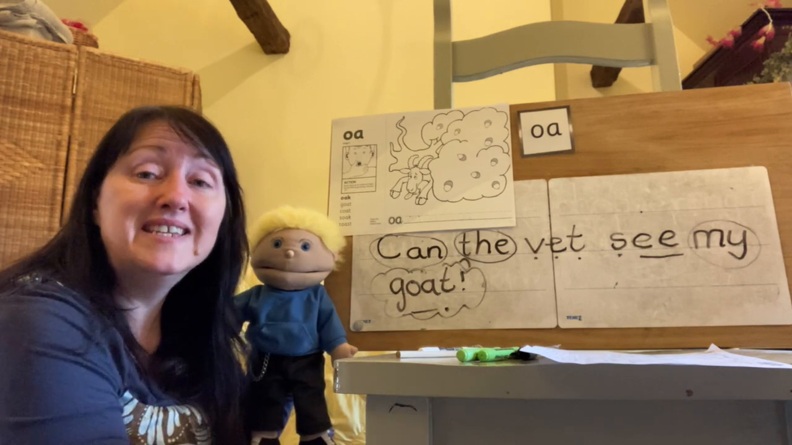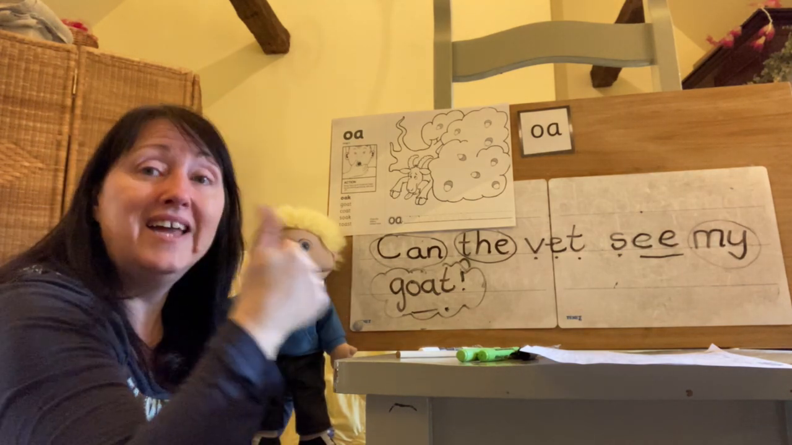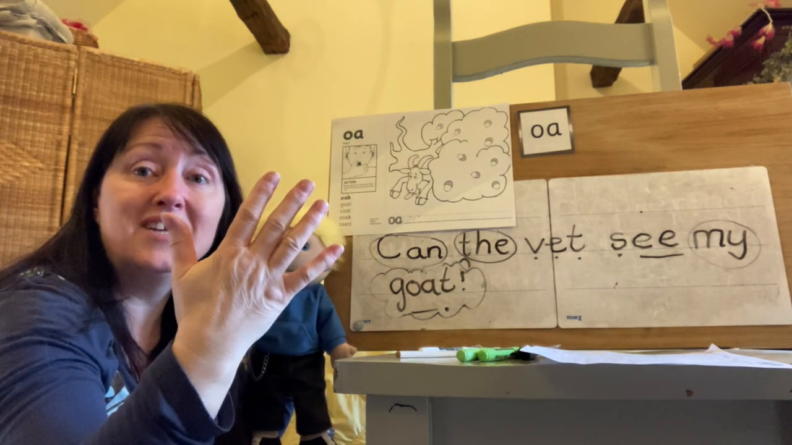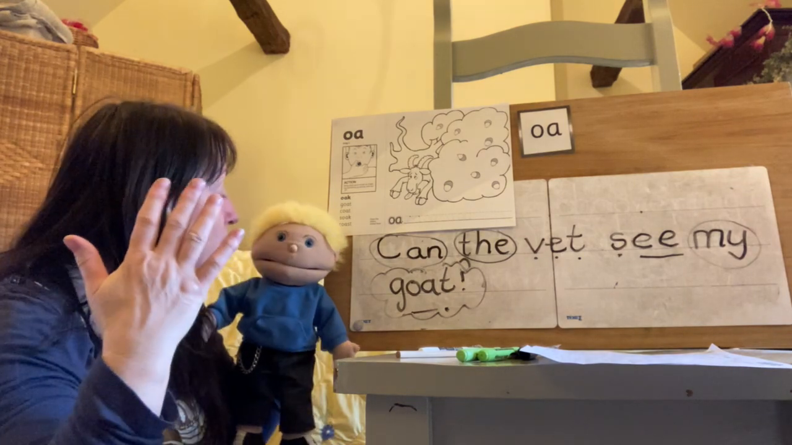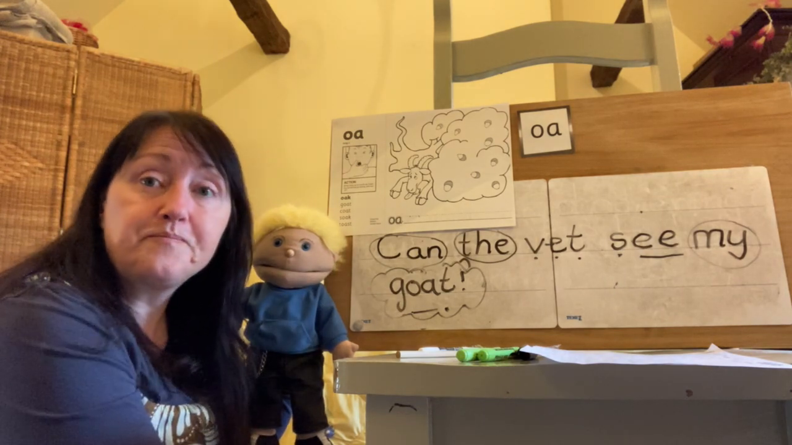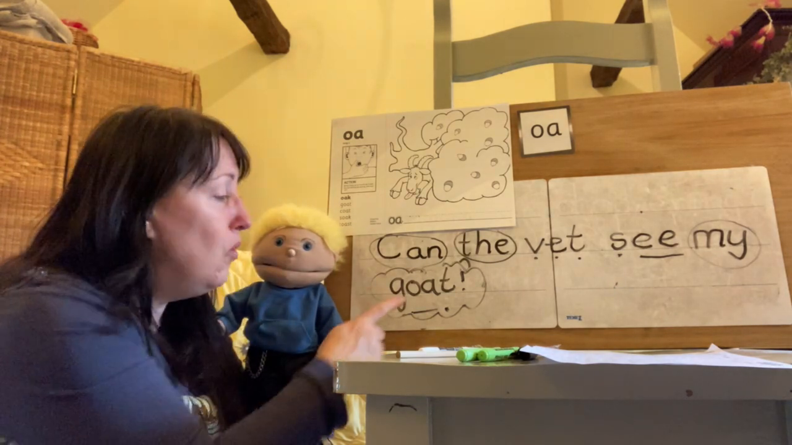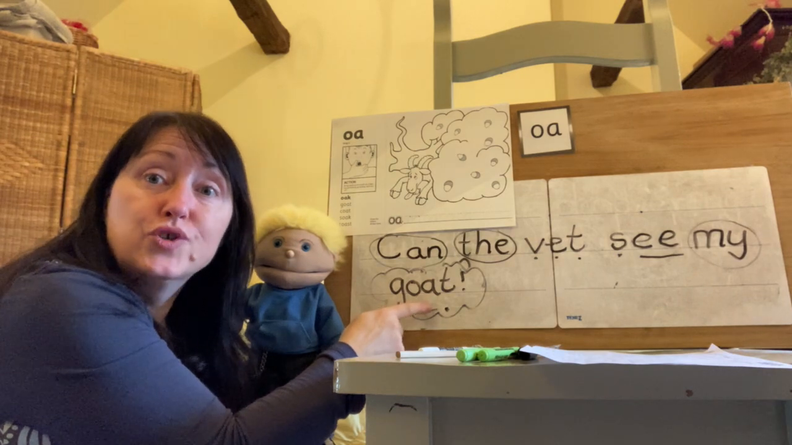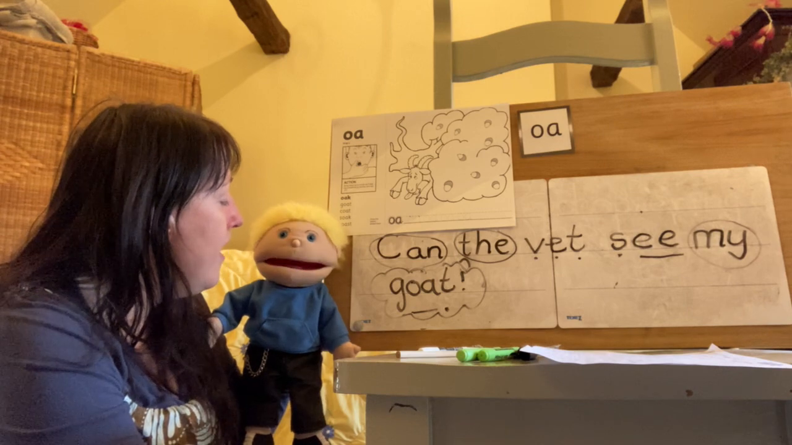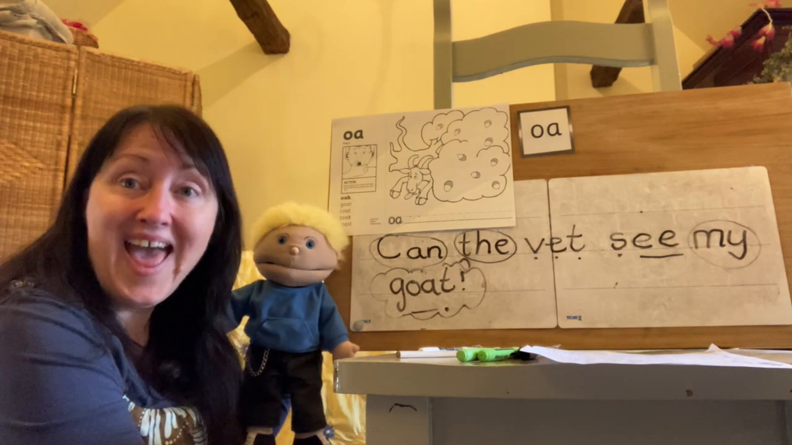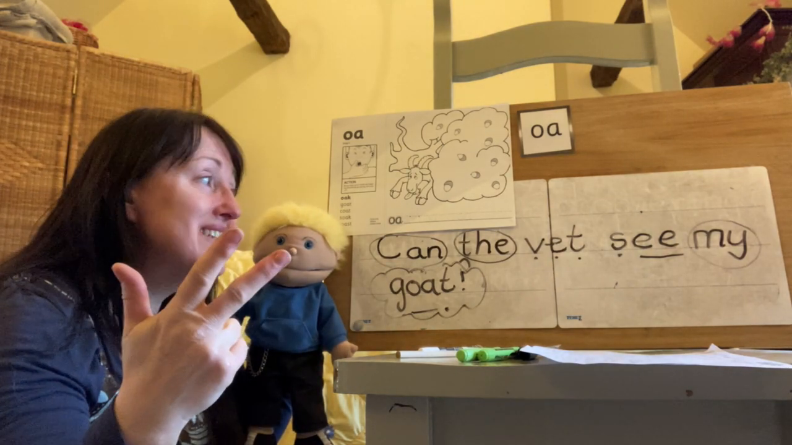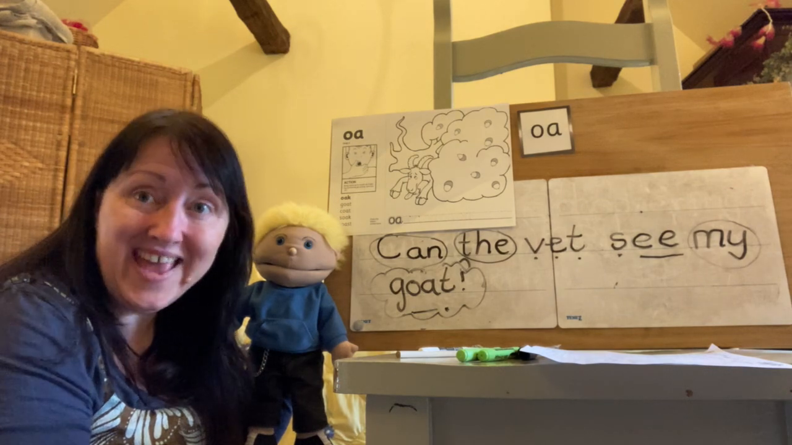Let's reread that sentence. Can the vet see my... And that's when you're going to add on your extra word. And that would make what, Fred? 6, because 1 more than 5 is 6. So you've got 6 words to remember. What I would do is think of your animal first. What animal would you choose first, Fred? A hen. A hen. Okay. So Fred would write, can the vet see my hen?